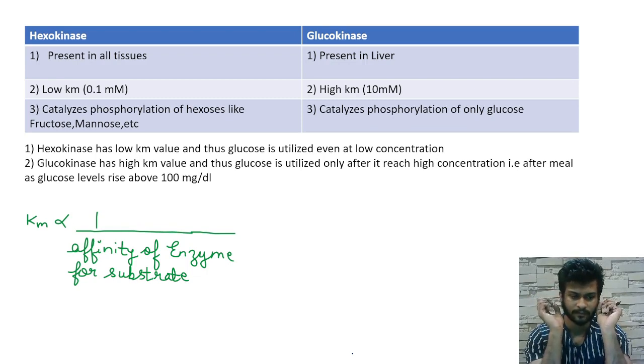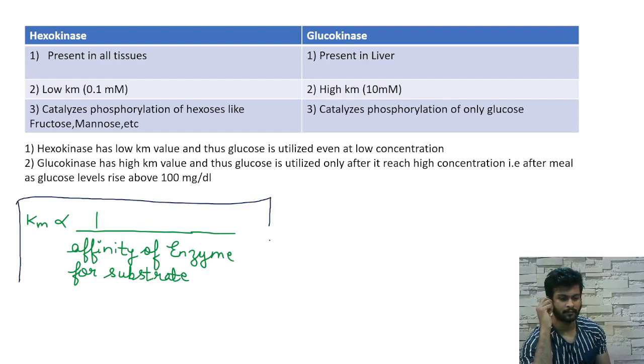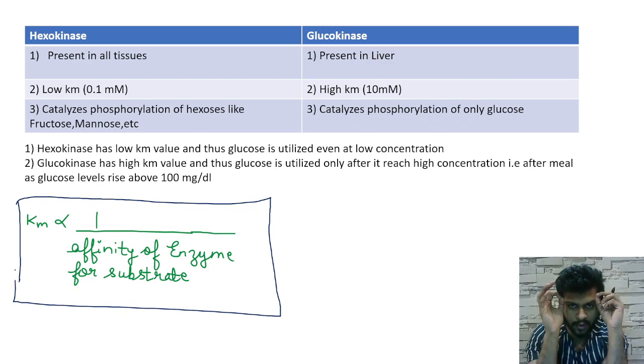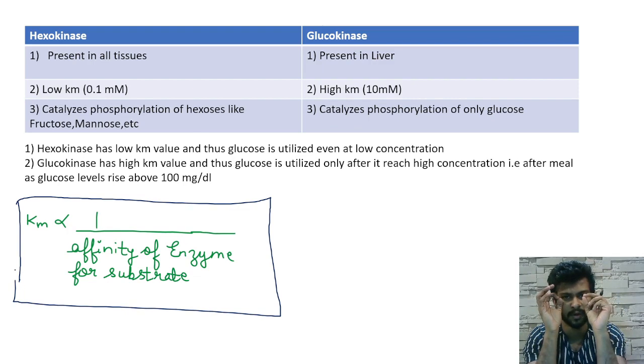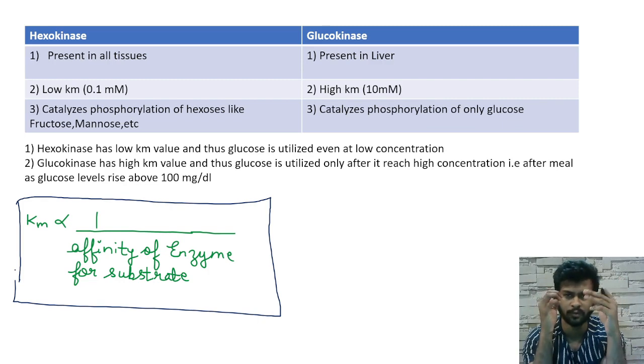Km is inversely proportional to the affinity of enzyme for substrate. If Km value is low, affinity of enzyme for substrate will be more. If Km value is high, affinity of enzyme for substrate will be lower.